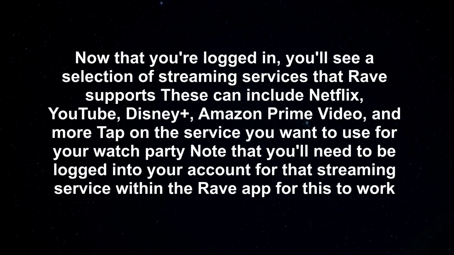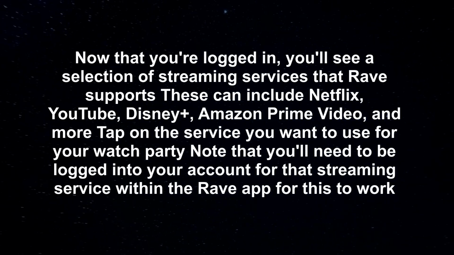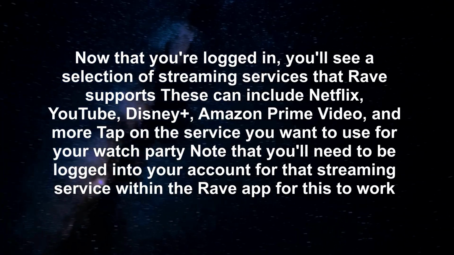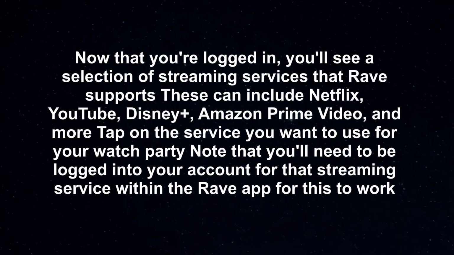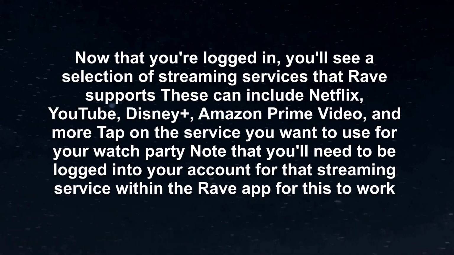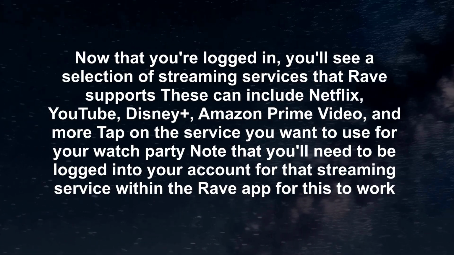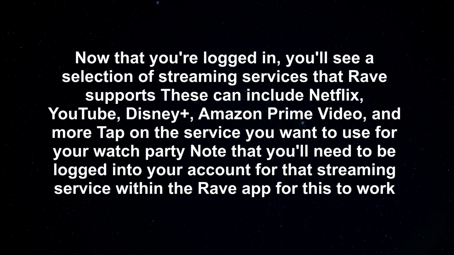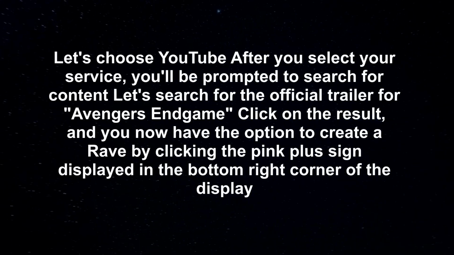Now that you're logged in, you'll see a selection of streaming services that Rave supports. These can include Netflix, YouTube, Disney+, Amazon Prime Video, and more. Tap on the service you want to use for your watch party. Note that you'll need to be logged into your account for that streaming service within the Rave app for this to work. Let's choose YouTube.